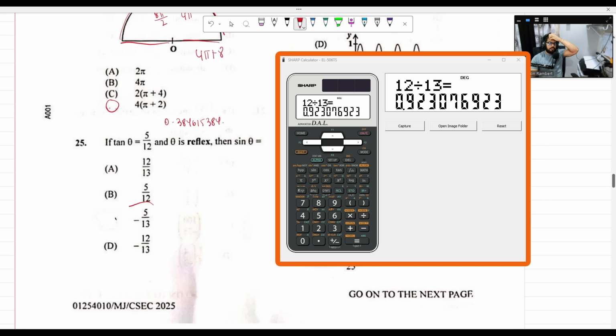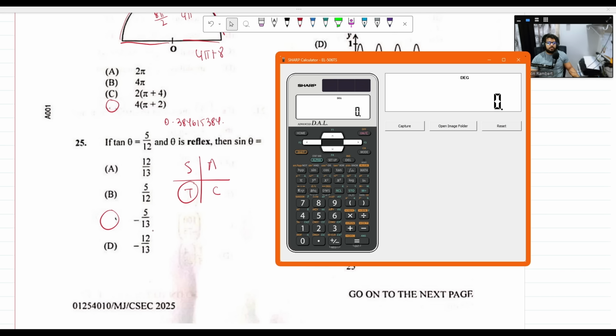We know that it is 5 on 13, but for some reason, this is not negative. And we have to remember that the question is telling me theta is reflex. If theta is reflex, then only cosine will be positive. So since theta is reflex, tan is going to be negative. So it's negative 5 on 13.